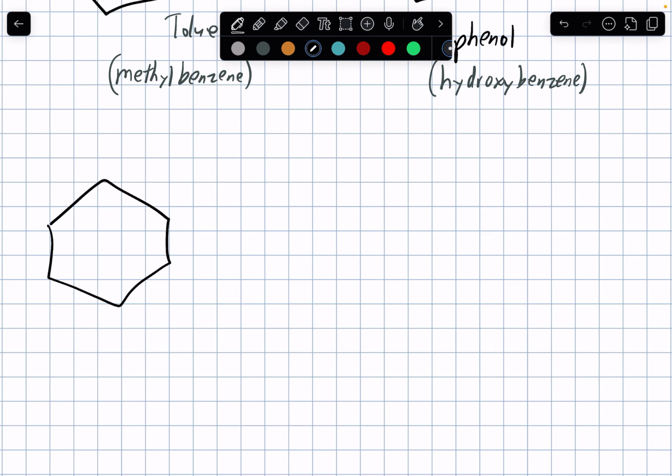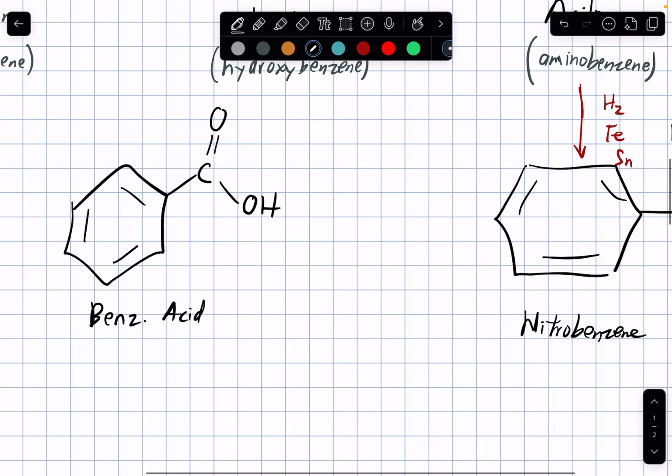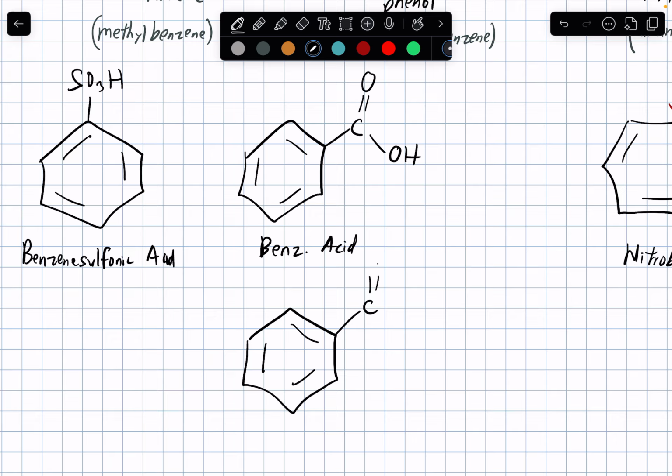So, we have benzene sulfonic acid, SO3H, not N. And then we have benzoic acid, might be familiar to you already. So C, we have O at the top, and then we have OH. That is benzoic acid. And something related to it, this is what makes it easy to memorize. This one is acetophenone.